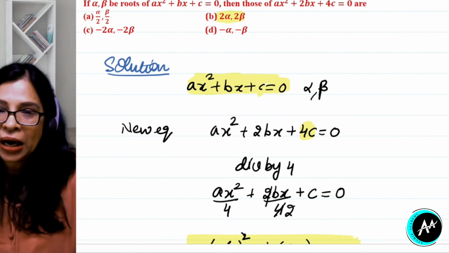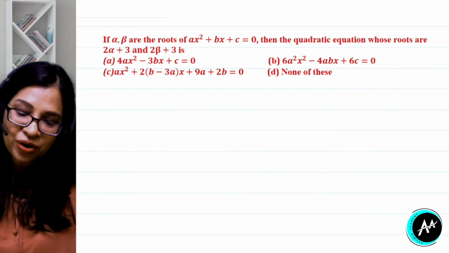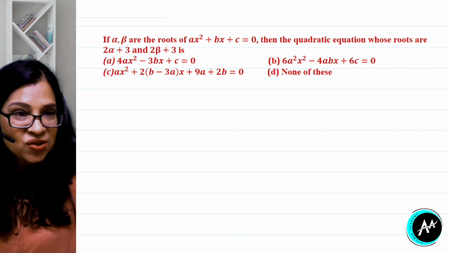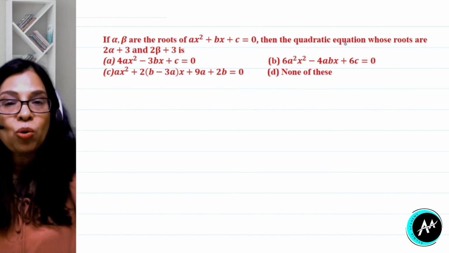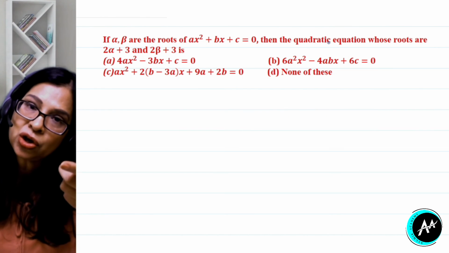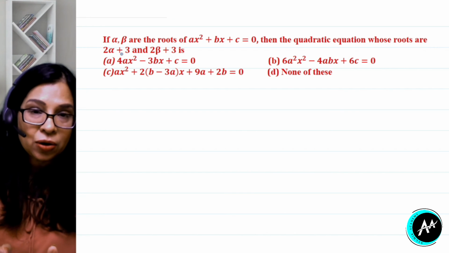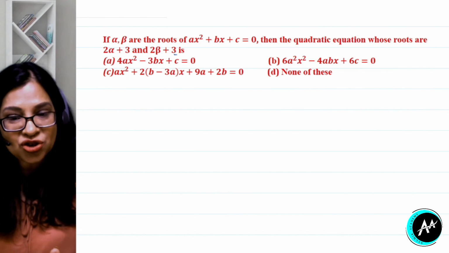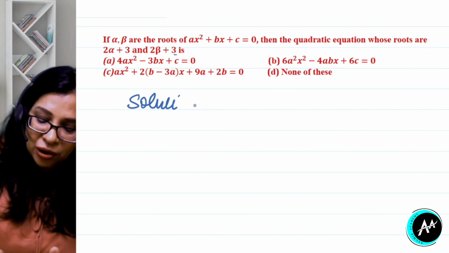Got it? Now one last question for today's lecture, that you can see on your screen. What is it? If alpha, beta are roots of the equation ax square plus bx plus c equal to 0, then we have to form a quadratic equation. In the previous question, the new quadratic equation was given and you had to find the new roots. Now the new roots are given, 2 alpha plus 3, 2 beta plus 3, and we have to form the new equation. Okay, so let's solve it. Let's see the solution now.